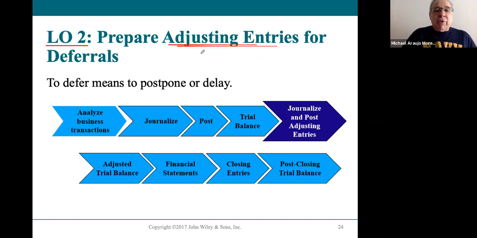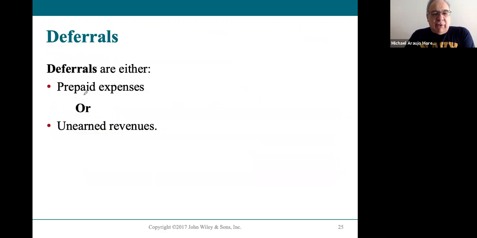Okay. So the first adjusting entries that you're going to be introduced to are what we call the deferrals. To defer is really just to postpone or to delay. And so these deferrals basically are, we have to wait before we say we earn the revenue. We have to wait before we can actually create the expense. And so deferrals are either what we call prepaid expenses, and prepaid expenses start as an asset, but after we use them, will be an expense.